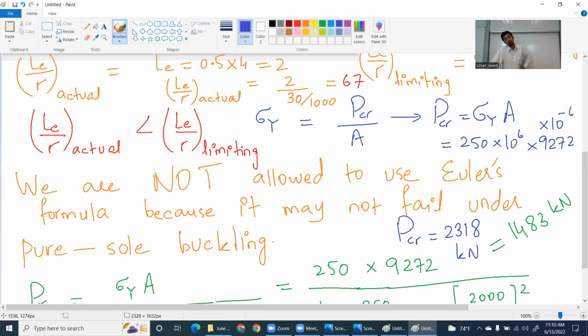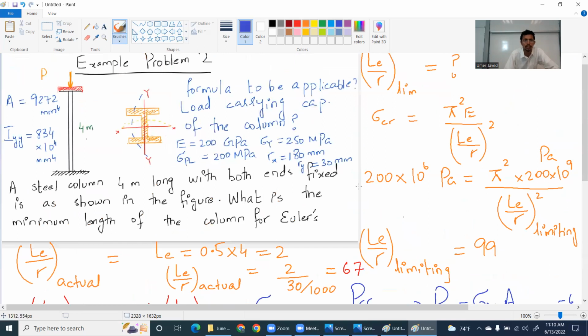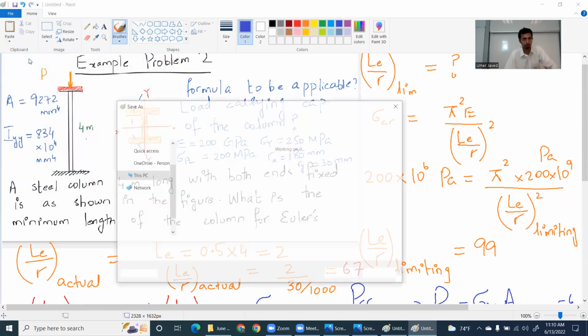Hocam, are sigma critical and P critical giving the same answers? P critical is force. Sigma critical is stress. Good comment. Let me go over that. His question is nice. He's asking when you use P critical and when you use sigma critical. Both of them.